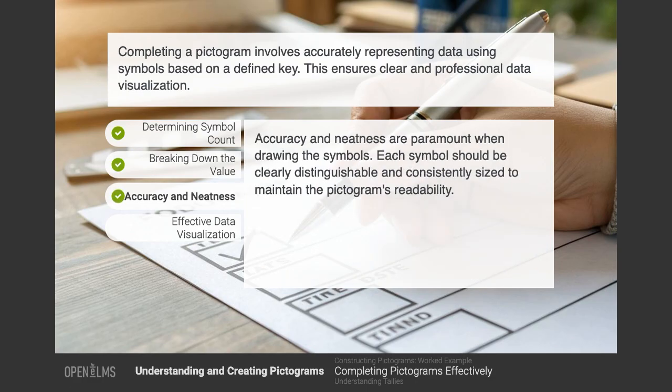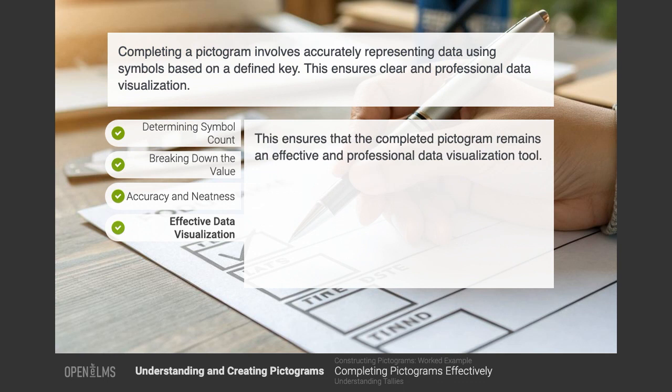Accuracy and neatness are paramount when drawing the symbols. Each symbol should be clearly distinguishable and consistently sized to maintain the pictogram's readability. This ensures that the completed pictogram remains an effective and professional data visualization tool.